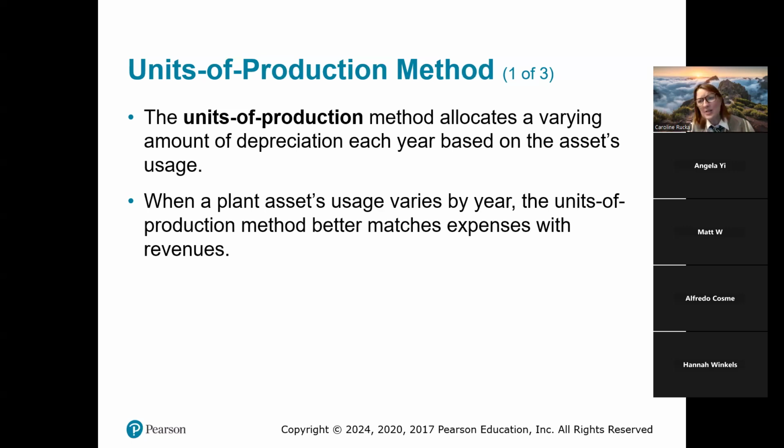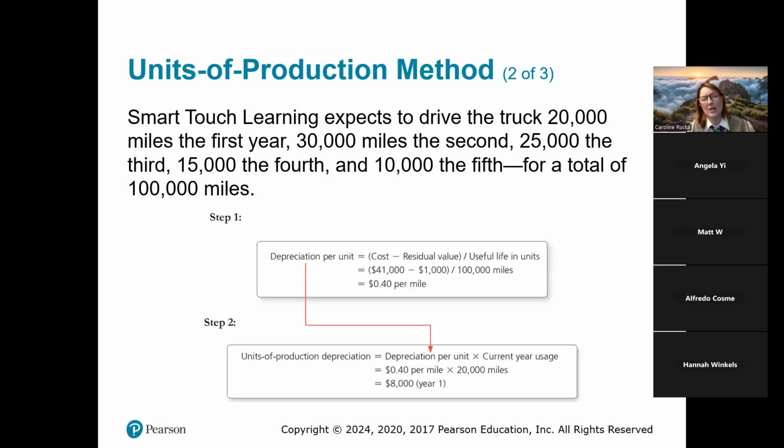Anyway, I think you can see where this is going with our truck. We are going to depreciate it based on those 100,000 miles worth of use. The depreciation per unit is going to be that cost minus the residual value. That's exactly the same as it was before, but this time we're going to divide it by our use. Well, they call it useful life.